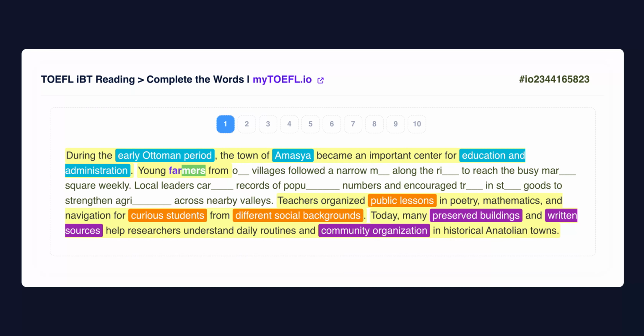Now let's look at the description of the villages these people are coming from. Think about how we describe traditional settlements in a historical context. Young farmers from villages followed a narrow. The word begins with the letter O and has 2 blanks left to be filled. We need an adjective to describe the villages.